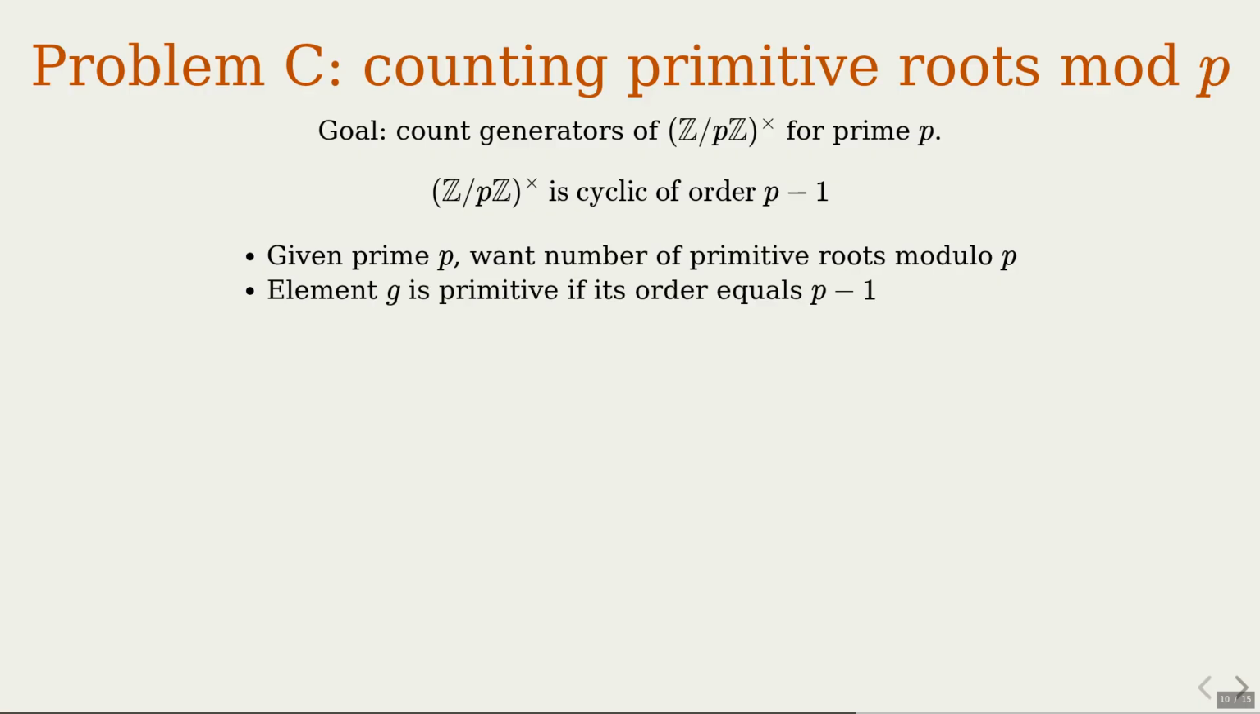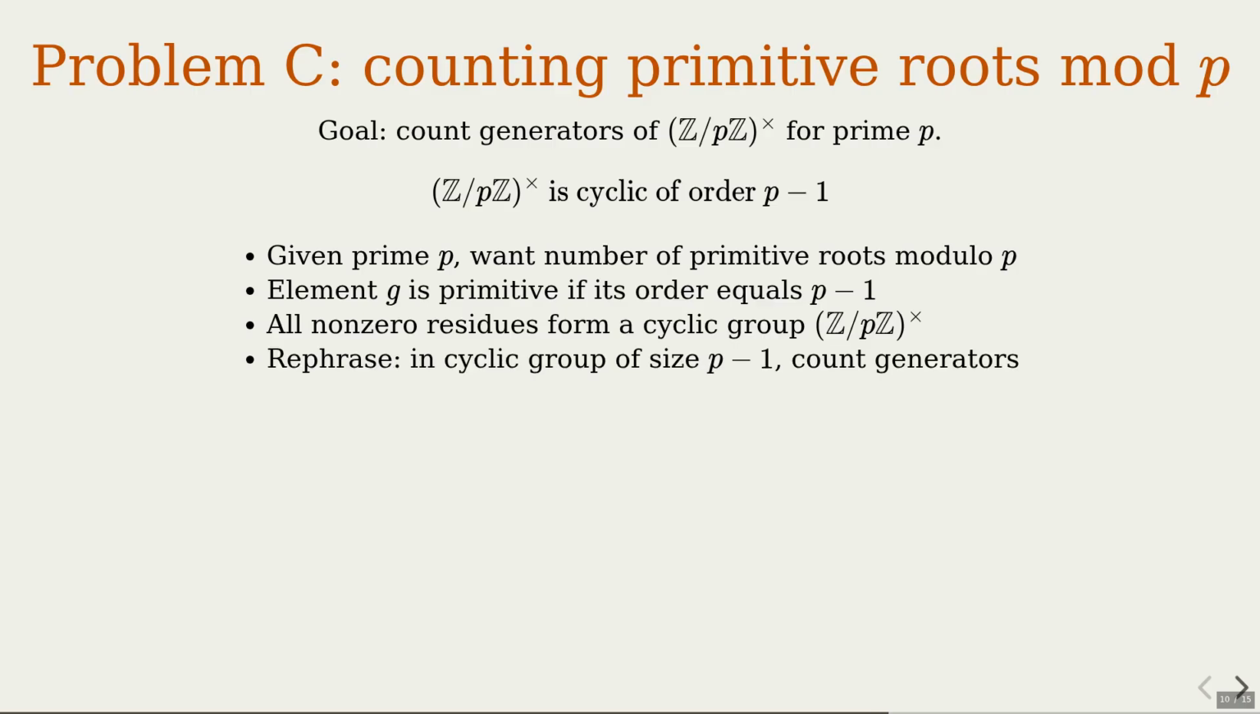Right. A primitive root modulo p is just an element whose order in the group is p minus 1. Since the multiplicative group is cyclic, every element has some order that divides p minus 1. So we can forget about modular arithmetic for a moment and just ask, in a cyclic group of given size, how many elements have each possible order? Once we know how many elements have order d for each divisor d of p minus 1, the primitive roots will just be the case d equals p minus 1.